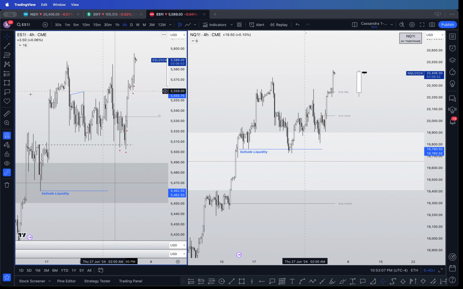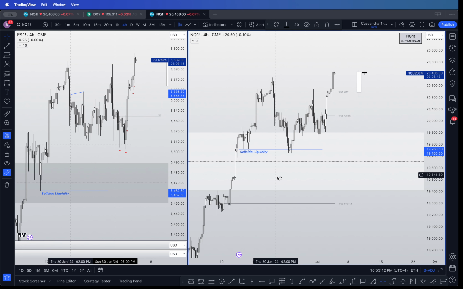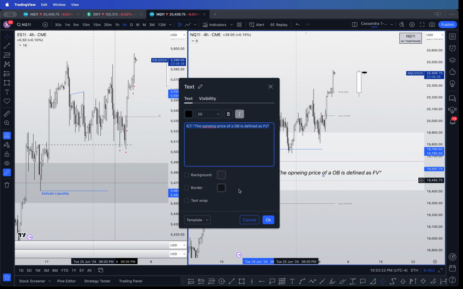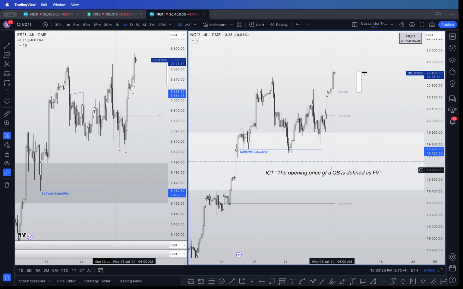As ICT directly quotes, remember, the opening price of an order block is defined as fair value. That's what ICT says in his 2021 or 2022 mentorship. I think Interdiscipline made a post about this the other day. The opening price of an order block is fair value.